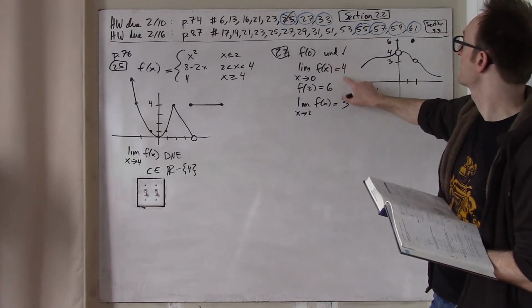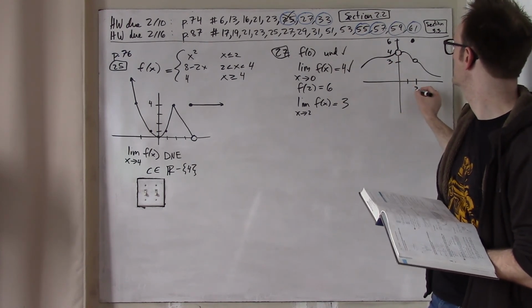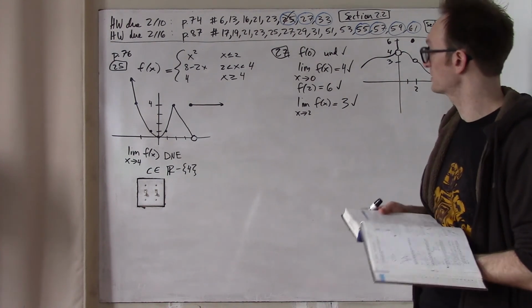So any function which does kind of anything at all, here we go. Undefined at 0. The limit as x approaches 0 is 4. f of 2 is 6. But the limit as x approaches 2 of f is 3. This was actually quite easy.